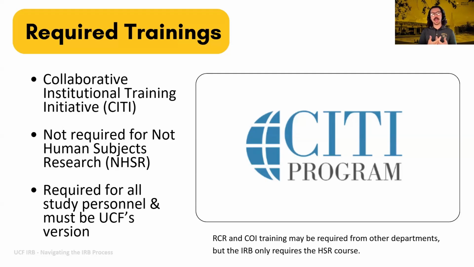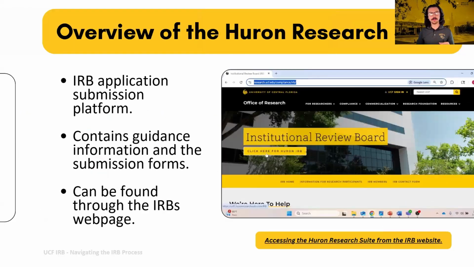And I do want to mention that RCR training, which stands for Responsible Conduct of Research, and COI training, which stands for Conflict of Interest training, could be required for other departments, but it's important to note that the IRB only requires that human subjects research course.